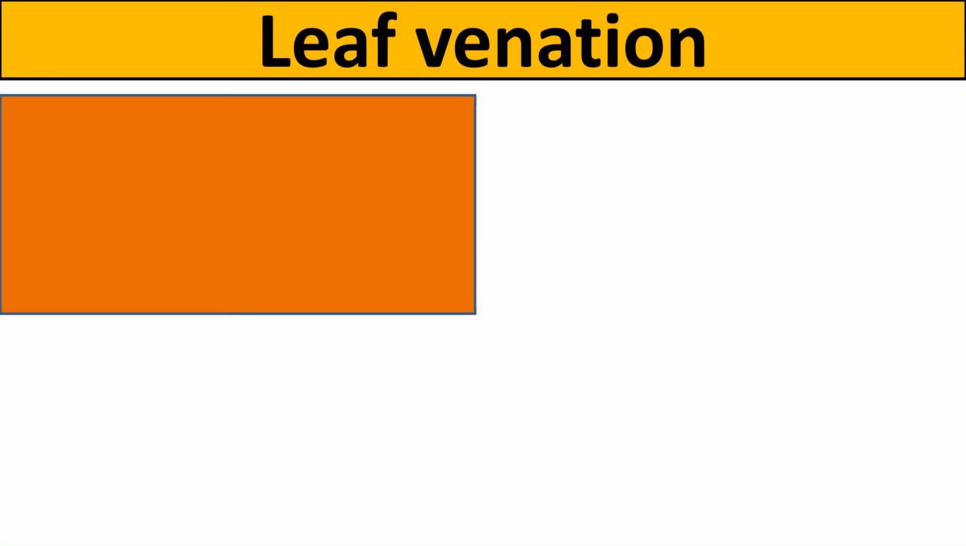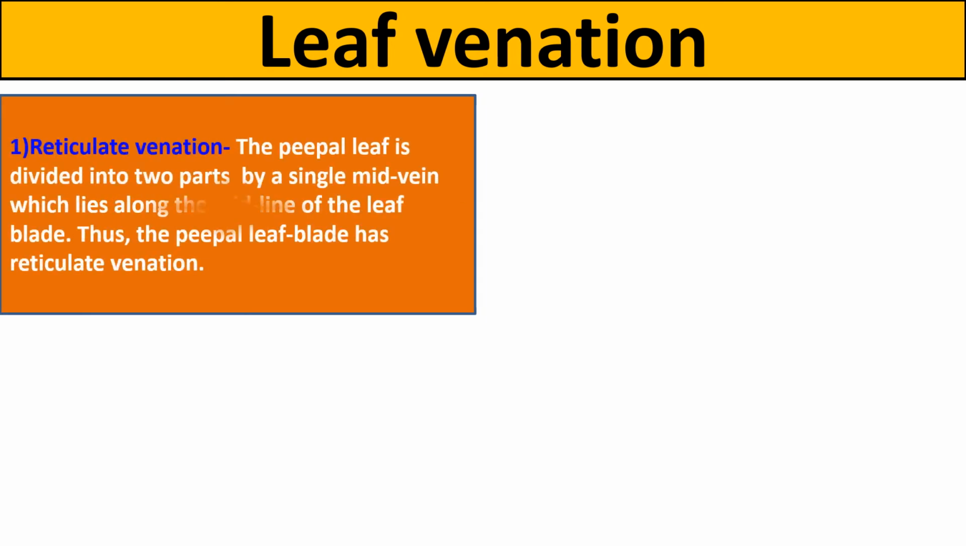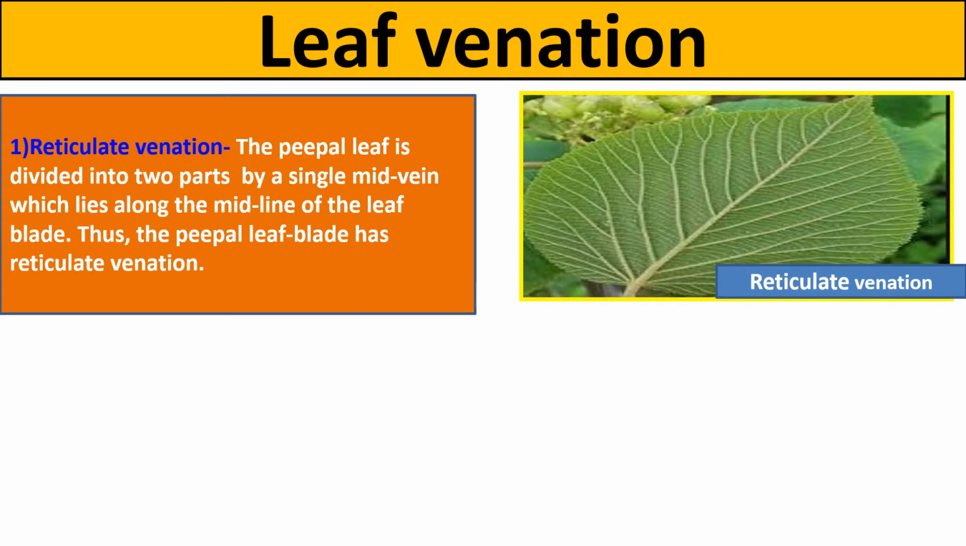Now let's know about leaf venation. Leaf venation means arrangement of veins in a leaf. So veins का arrangement है leaf के ऊपर, that is leaf venation. So first we'll know about reticulate venation.